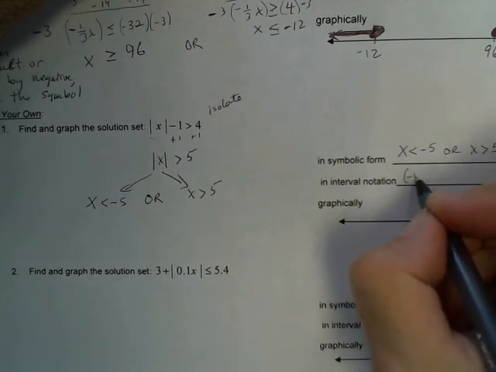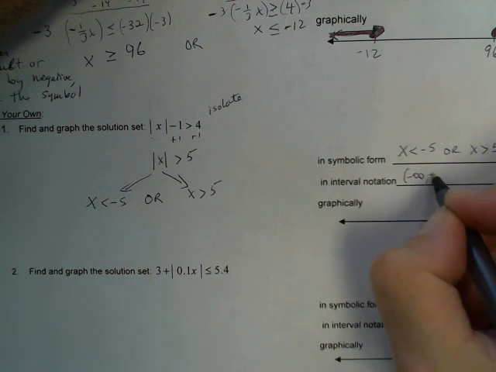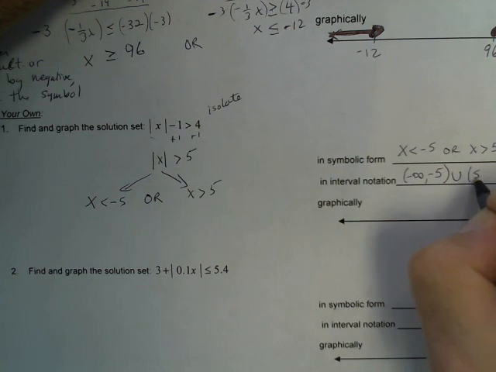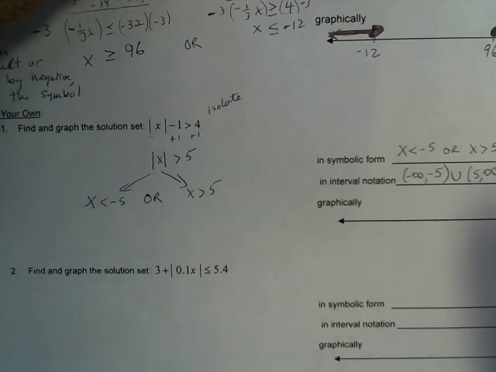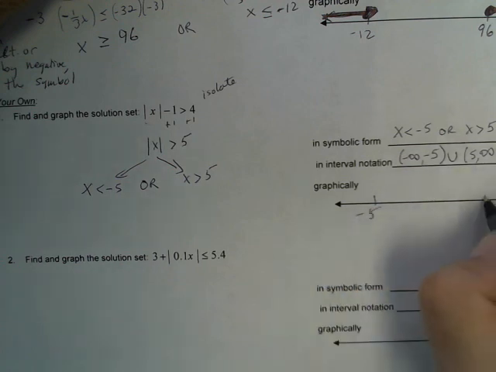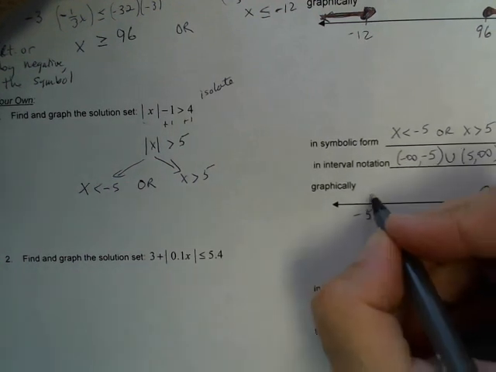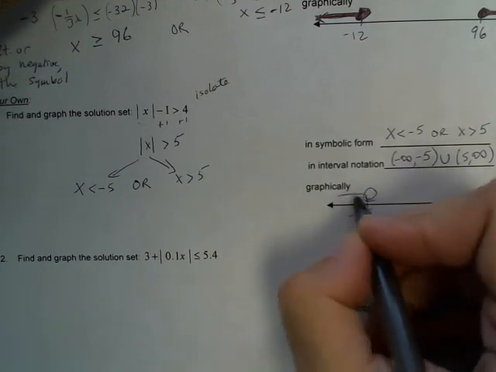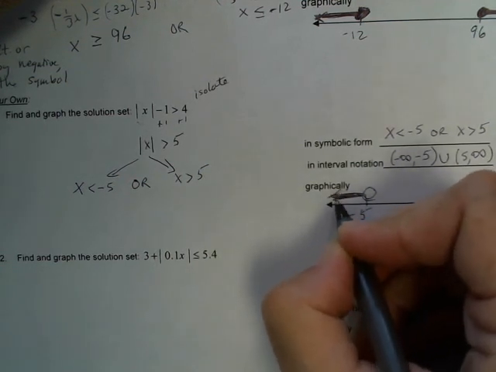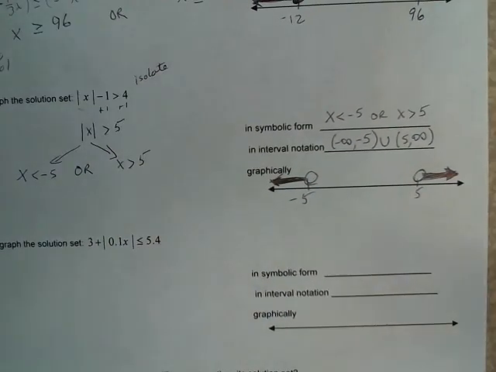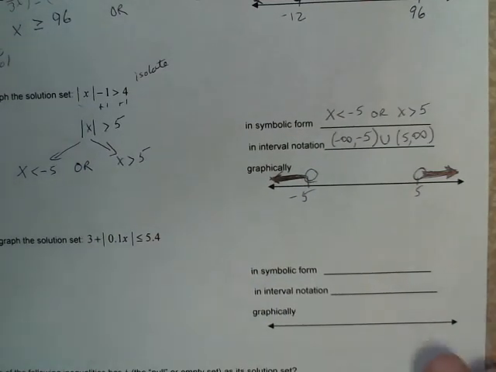Interval notation: negative infinity all the way up to negative 5 with a rounded parenthesis, and 5 all the way up to positive infinity, rounded. And graphically, negative 5 and positive 5 are open circles, and you shade to the right and shade to the left. Less than is to the left. And there's the final answer in the three different formats.